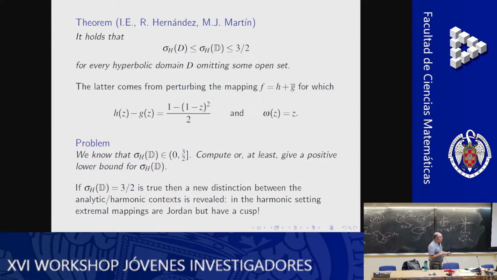And moreover, if this was 3/2, then look at this phenomenon. Remember the extremal mapping in the analytic case? Well, the univalence was lost after you had lost the property of Jordan. So boundaries touch each other and then you have overlap. This is a completely new way of losing the univalence. A cusp is destroyed. So if that 3/2 is proved, then we have a new phenomenon for harmonic mappings.